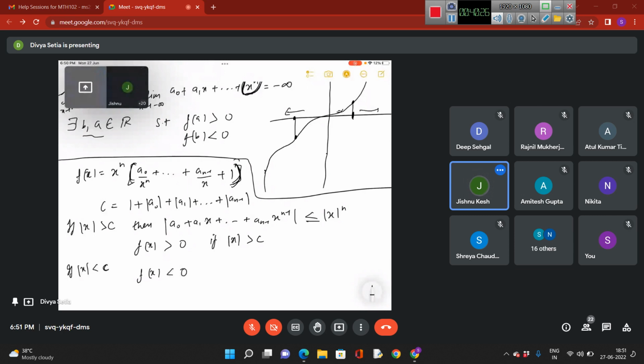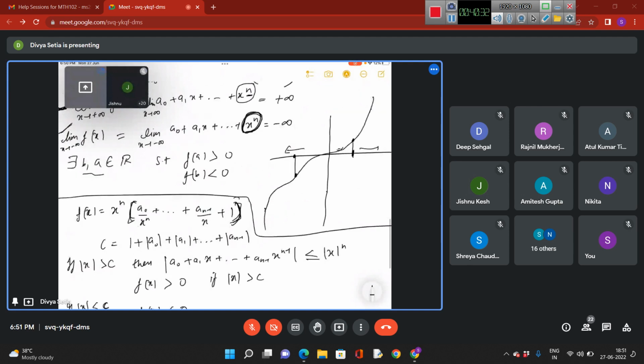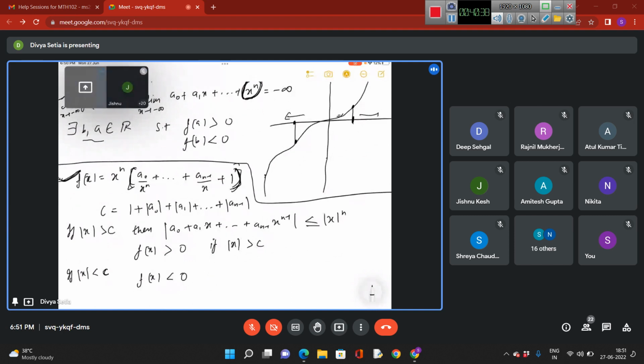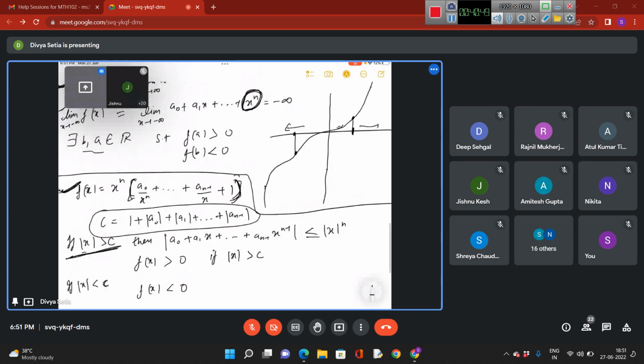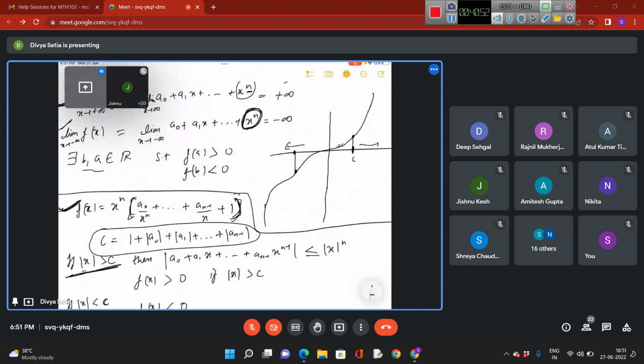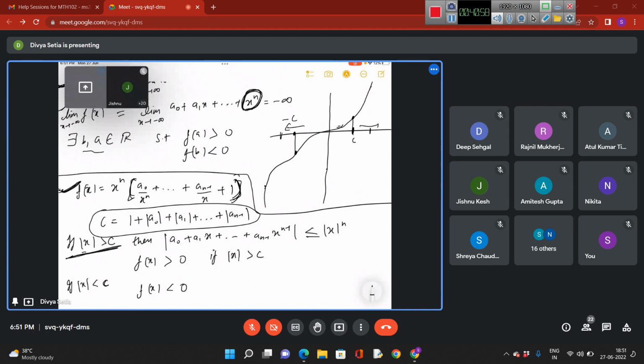Can you explain this part to me? Yes, I'll explain what is happening here. See, you write your function in this way. It's clear, right? Now, I have chosen a number in a very fancy way such that if your mod x is greater than c, suppose this is c and this is minus c, then a0 plus a1x and so on are all less than mod x raised to power n.